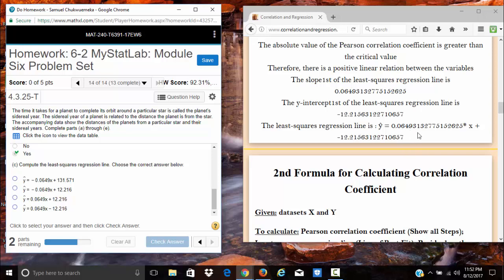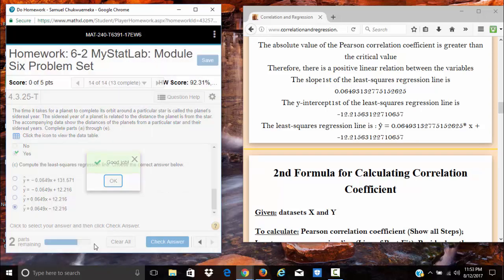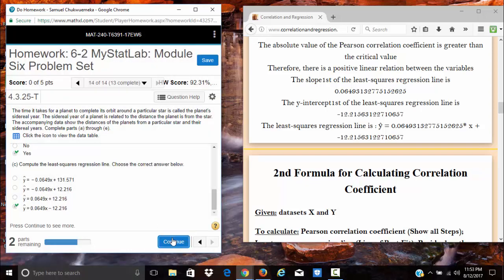0.0649 x plus negative. So plus minus is minus. Okay, plus minus is minus. So 0.0649 x minus 12.216. That is this option. Okay.